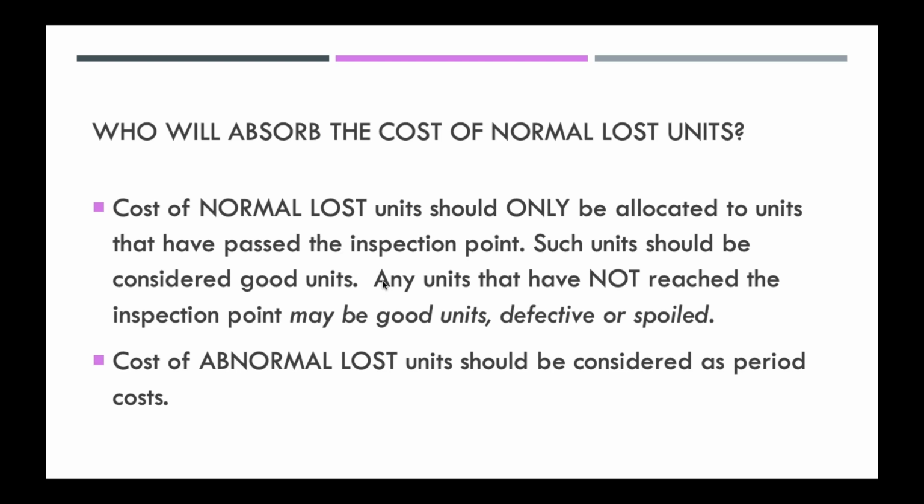Again, yung normal loss units o yung cost ng normal loss unit is treated as production cost, and therefore it should be allocated dun sa mga good units. Hindi katulad ng abnormal loss, yung cost ng abnormal loss is treated as a period cost. So ito, hindi dadagdag dun sa production cost natin. Yun lang normal loss units natin. Yung cost of the normal loss should be treated as product cost and therefore should be allocated. Okay, sino lang? Only those units that have passed the inspection point. Yung lumampas dun sa inspection point.